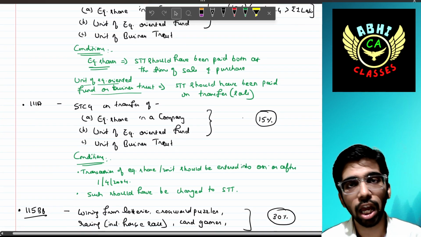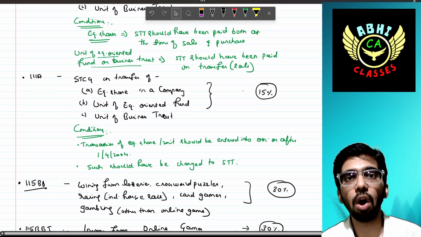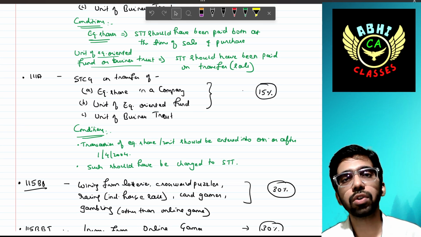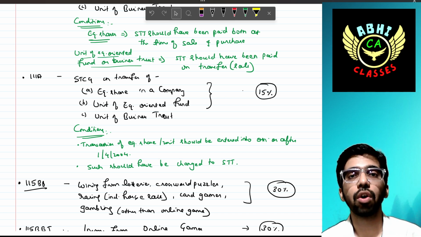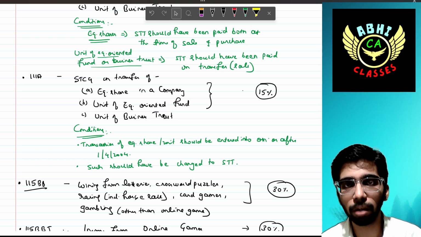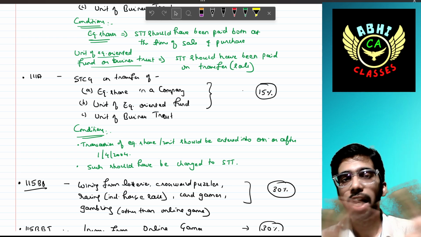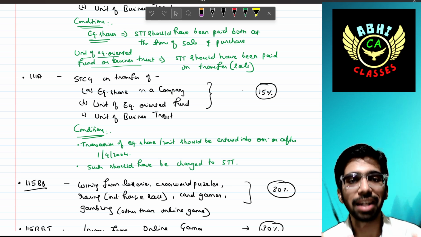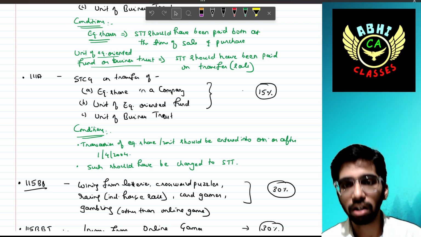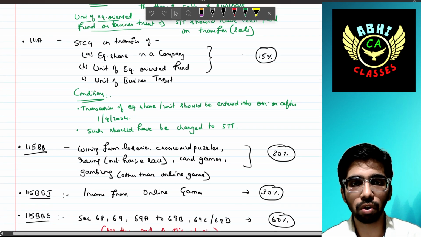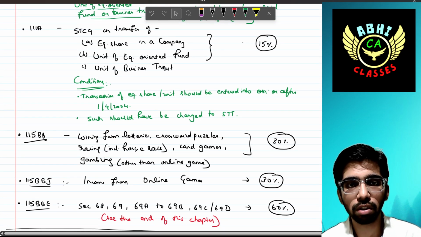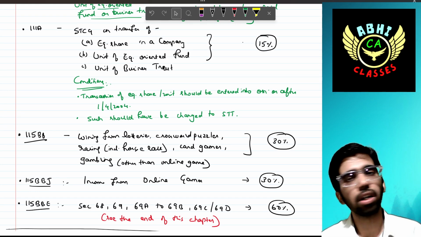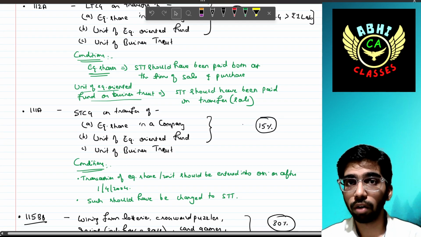Next, 111A. Above is LTCG. Now we are going to STCG, that is short term capital gain on the transfer of equity shares in a company or units of equity oriented fund or units of business trust. The tax rate is 15% flat, no exemption. Unlike LTCG, where there is 1 lakh, no exemption is available here. The condition is the same. The transaction of equity shares or units should be entered into on or after 1st October 2004, and such transaction should have been charged to STT. The same concept. This will be clearly mentioned in your questions. Okay. First one is 112, 112A, 111A.